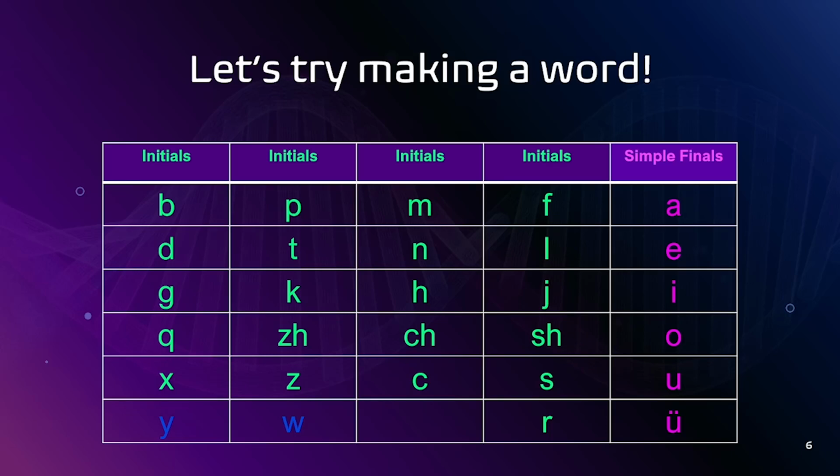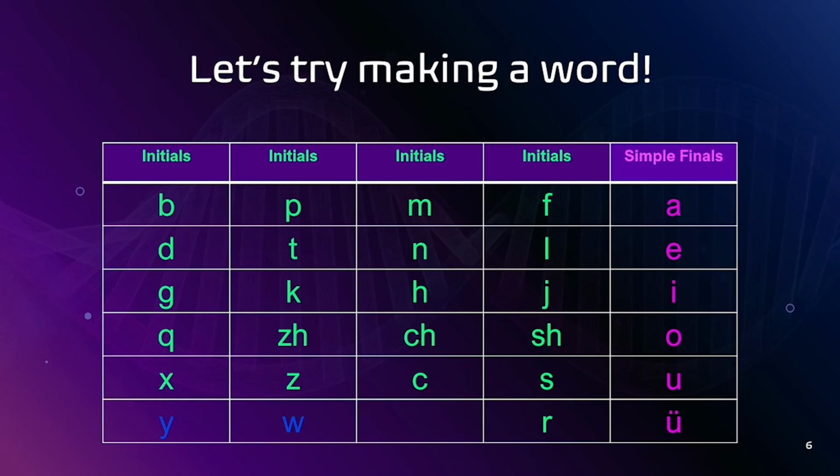Another example of this is initials, row 4, column 4, SH, and simple finals, 2nd row, E, makes she, which means snake. Disclaimer, some of these don't make valid combinations. For example, row 1, column 4, and the O in the simple finals, row 4, makes FO, fo. But that's not an actual Chinese word. Most of these combinations, however, work.